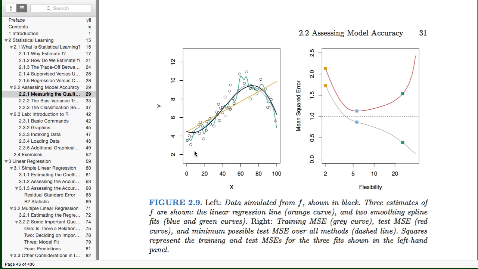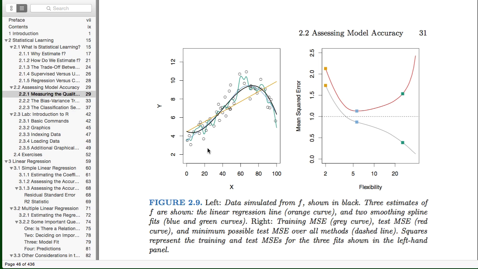So anyway, this data has been simulated. All the little circles are data that's been simulated by f. And in figure 2.10, we're going to have something similar to this, except it's a different function, and we're going to get some different results with that different function. But basically, we've simulated data from this, and there's error in that data. So the data doesn't exactly fit the function, but it sort of fits that function.